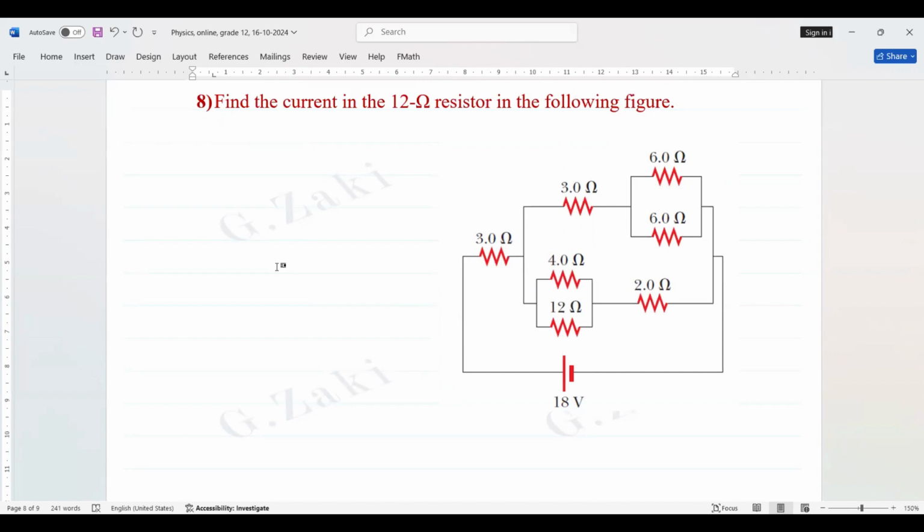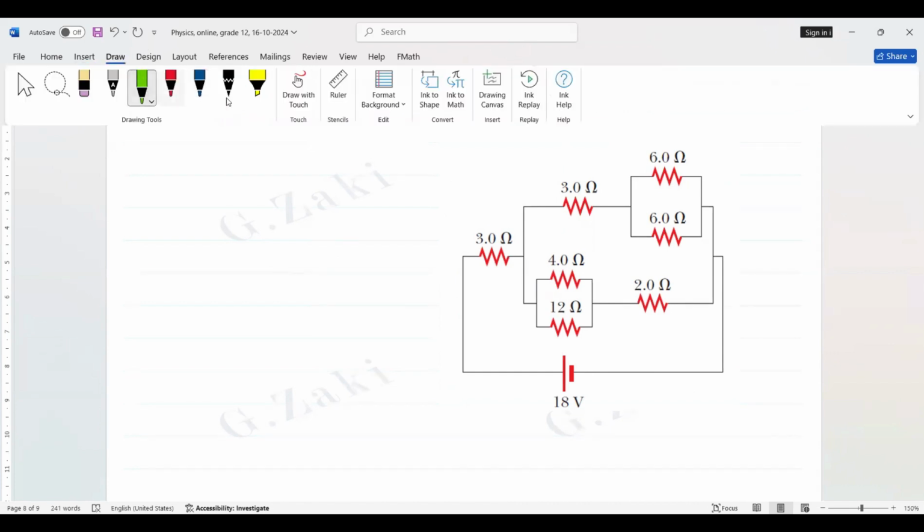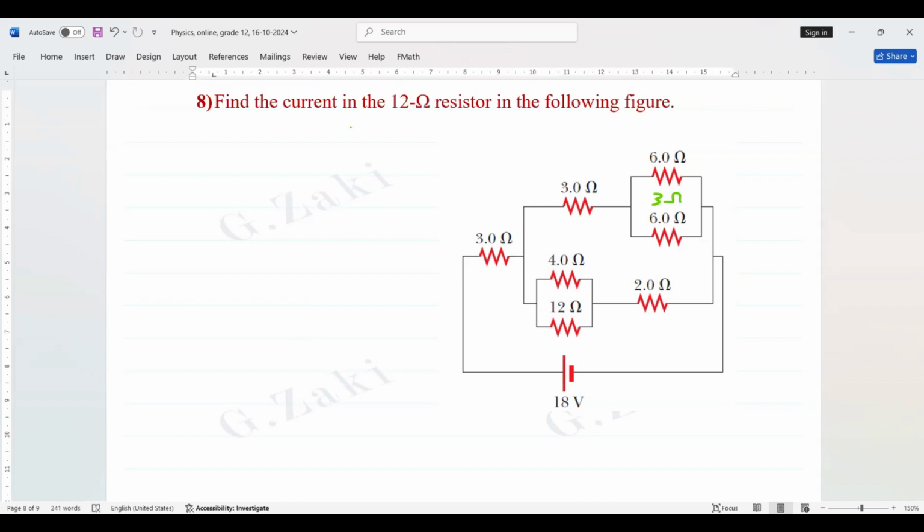First step, we find R total for the whole circuit. Now, follow me step by step. Try to be faster. We find the total resistance of 6 and 6. They are in parallel connection. So (1 over 6 plus 1 over 6), close the bracket, all to the power negative 1. It is 3. Then we replace that with 3 ohm.